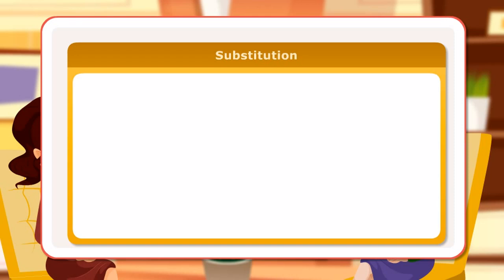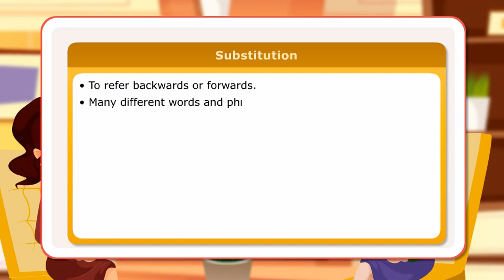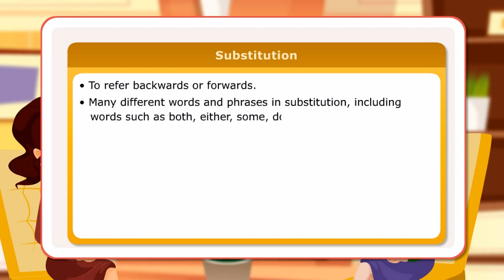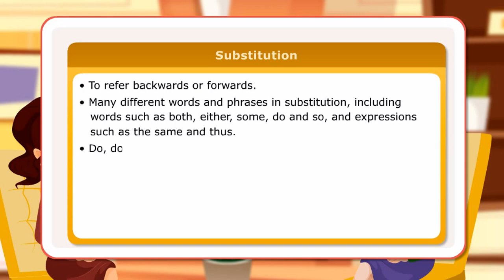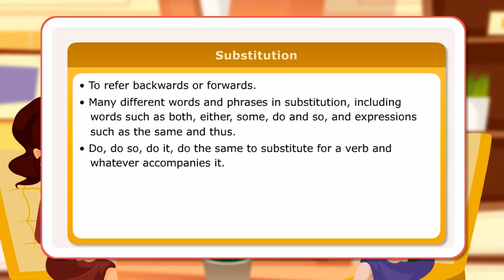Substitution. We can use to refer backwards or forwards many different words and phrases in substitution, including words such as both, either, some, do and so, and expressions such as the same and thus. Do, do so, do it, do the same to substitute for a verb and whatever accompanies it.